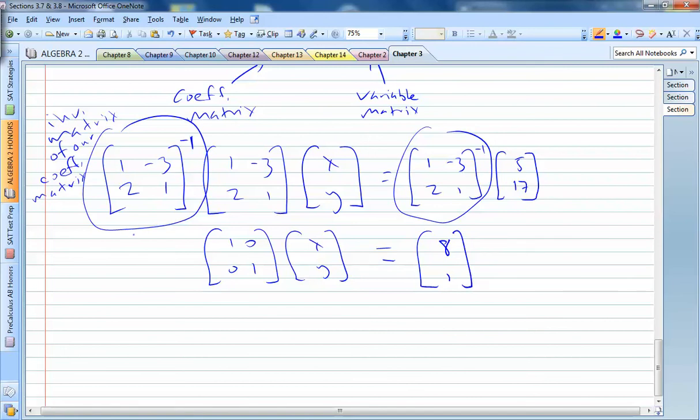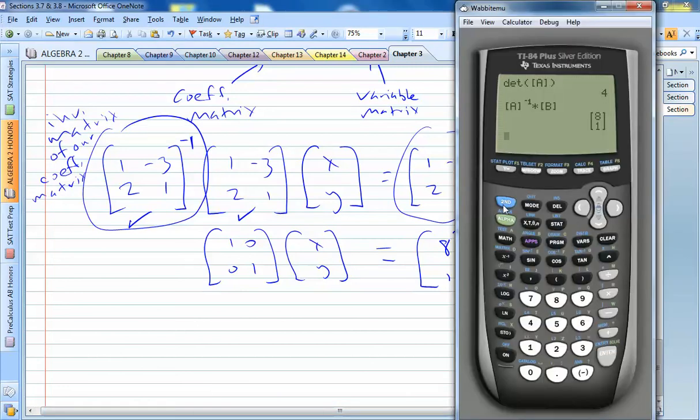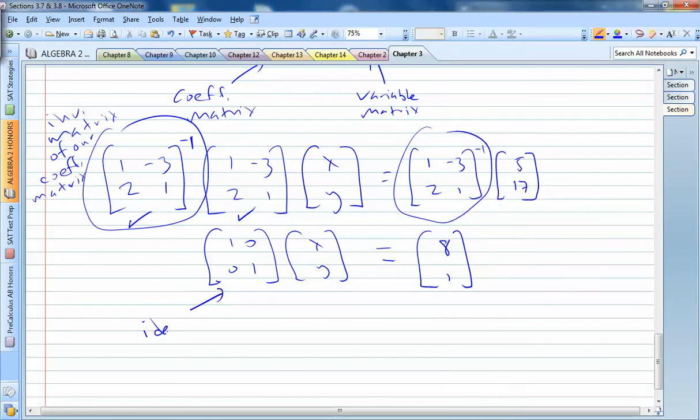And on the left side, when I multiplied this one and this one together, let me just show you how that looks. If I do matrix A inverse times matrix A, see I get 1, 0, 0, 1. This is called the identity matrix, because anything times the identity matrix will just wind up being itself. Like if I do 1 times x plus 0 times y, that gets me x. 0 times x plus 1 times y gets me y. So you see how x and y are 8 and 1.